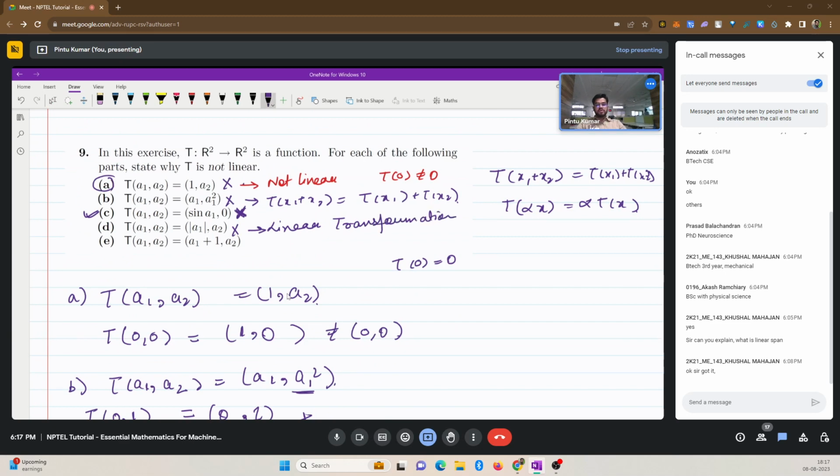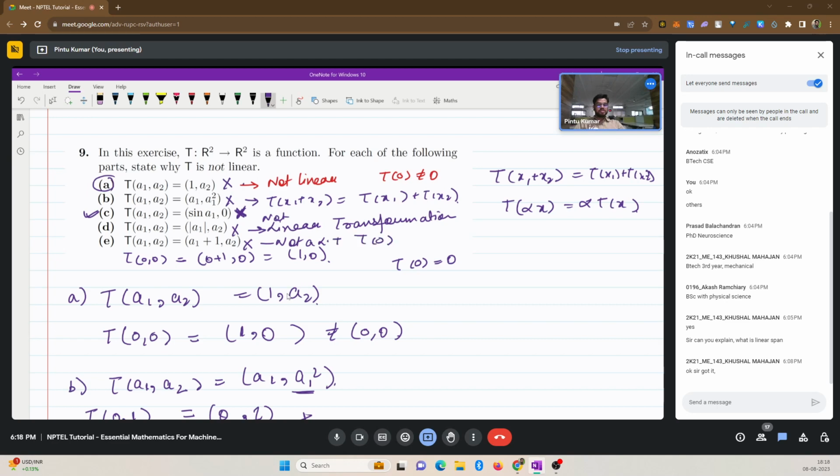Now in the last one you can easily check what is the map of 0, T of (0, 0). It would be (0 plus 1, 0), that is (1, 0). So again in the last case also T of 0 is not equal to 0. So this is not a linear transformation. This is also not.